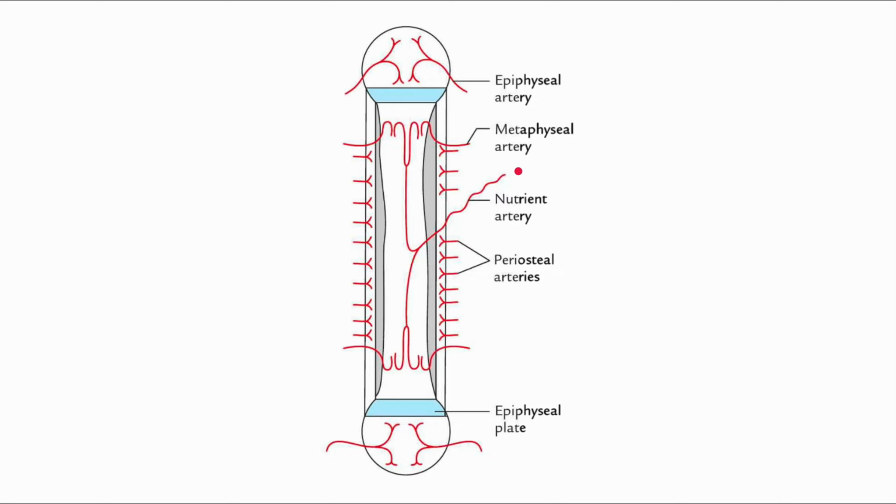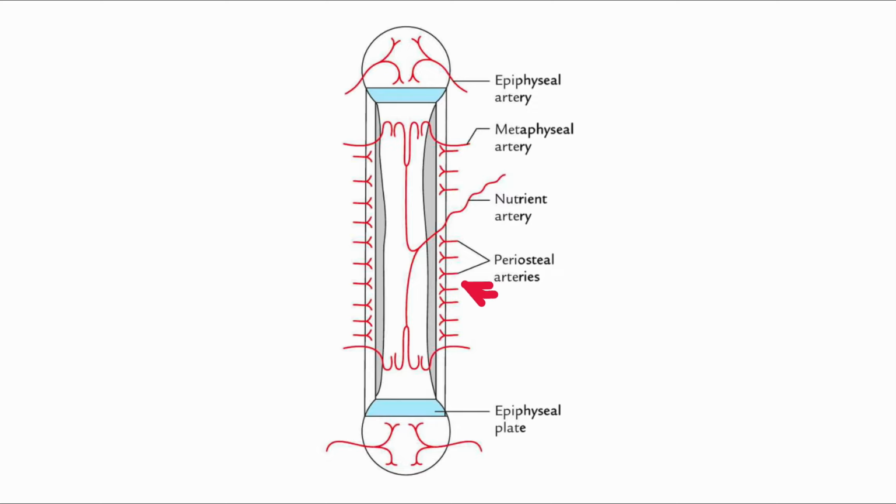Now we move on to the next set of arteries, that will be the periosteal arteries. We can see a number of periosteal arteries over here. They are numerous and they ramify beneath the periosteum. This layer will be the periosteum.